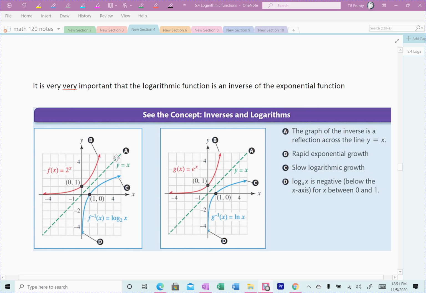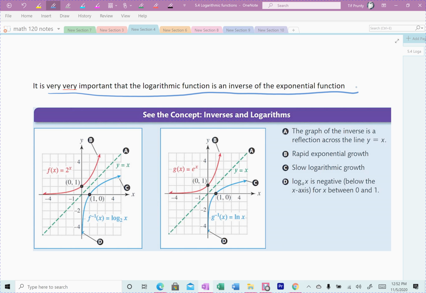More reasons why it's very, very important that you understand that the logarithmic function's reason for existence is to be the inverse of the exponential. And where this comes into play is not only so that we can graph them, but it allows us to solve problems and then eventually applications. All right, so just a reminder, the concept of inverses and logarithms.